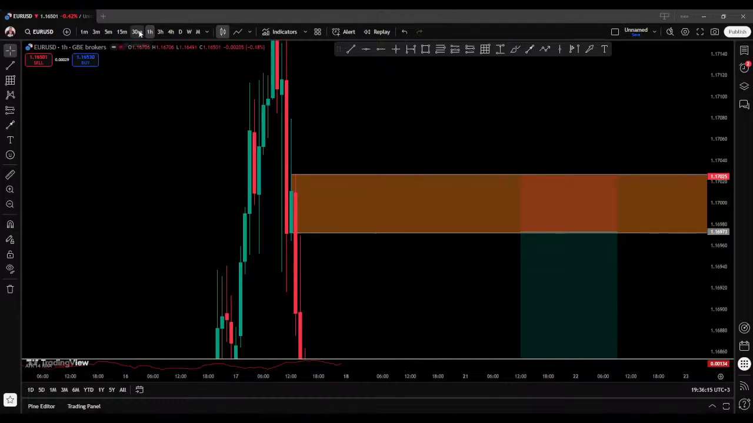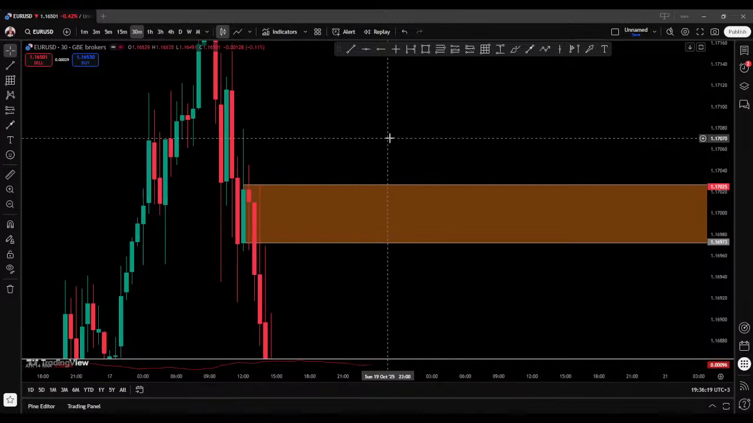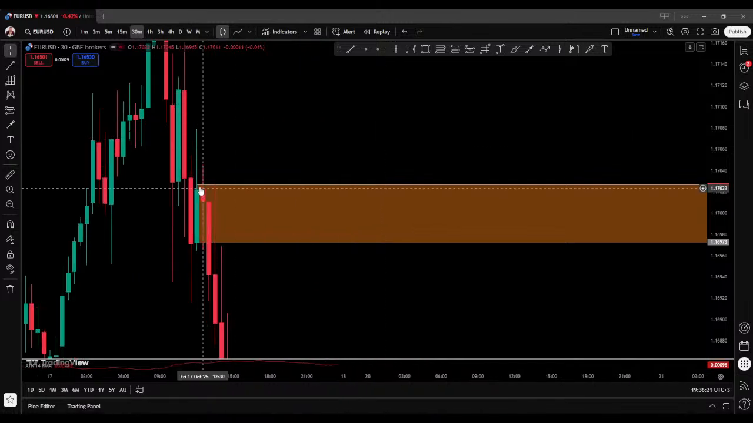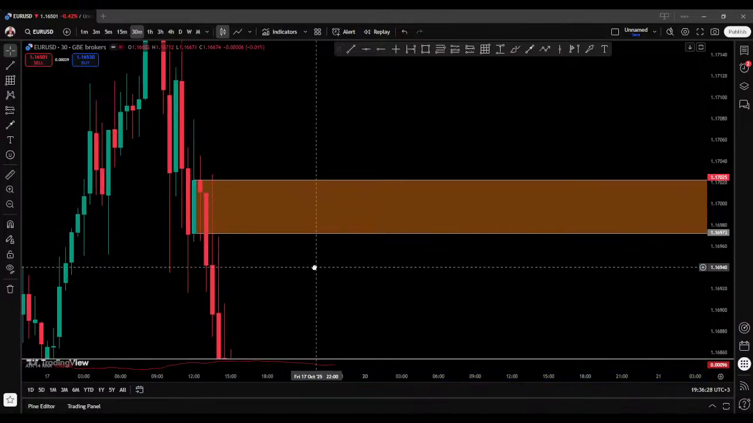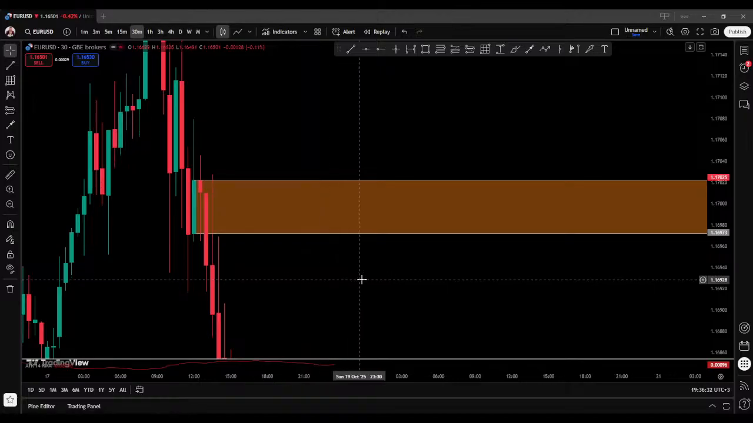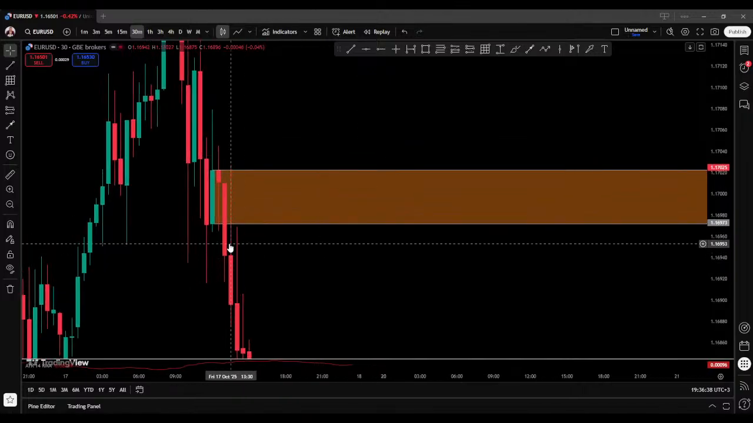So what do we do? Go to the 30 minutes time frame. What can you see here? I can still see our order block here. Our order block is still here. But now, perfect. I want you to see something else. Can you see this wick here?